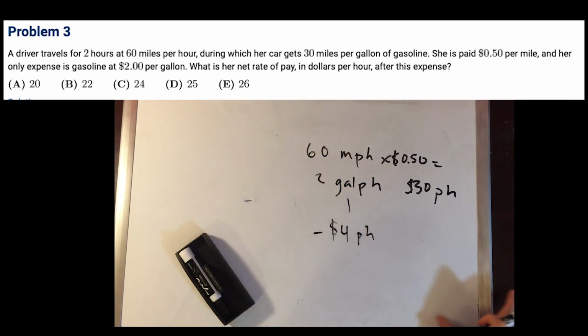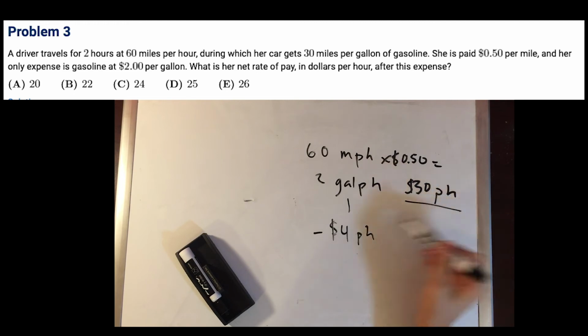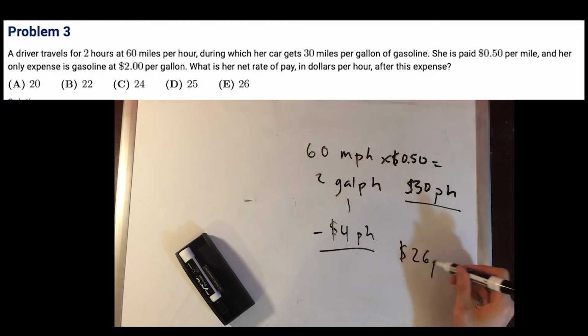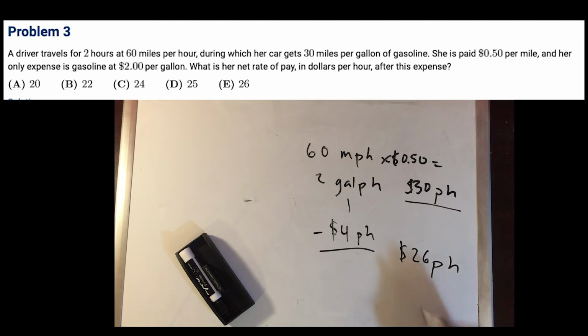So now we have she's gaining $30 per hour, she's losing $4 per hour. You add this up, and you'll see that she's gaining $26 per hour, and this is what they're asking us for, her net rate of pay in dollars per hour. This is going to be $26 per hour, and the answer choice is going to be E.